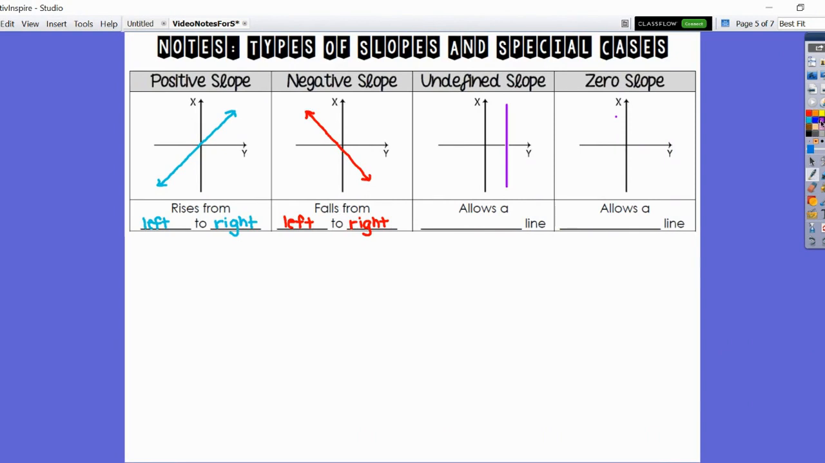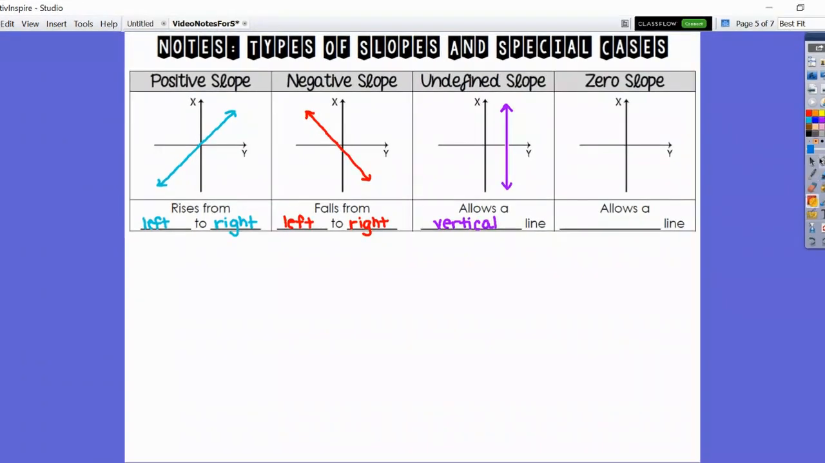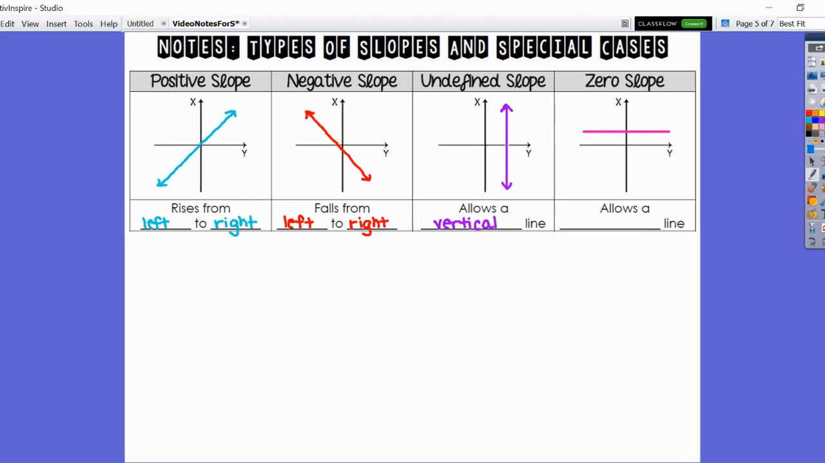Put arrows on both ends showing it goes on forever. And that is always a vertical line having an undefined slope. For a zero slope, that's going to be one that is horizontal. So again, I'll use a tool to make it a nice straight horizontal line here, putting in arrows on both ends to show it's going to go on forever, having a horizontal slope.